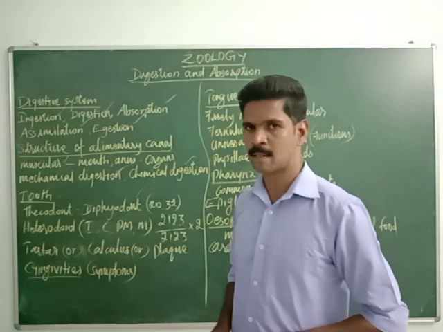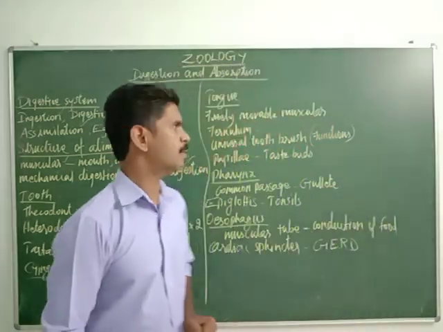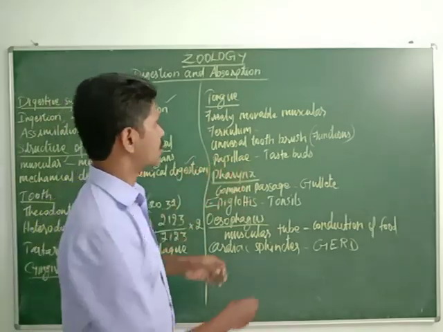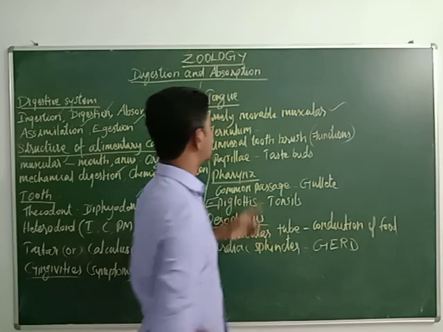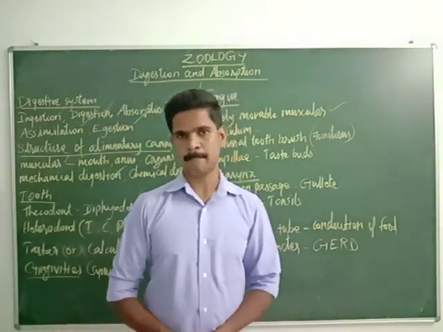Then the next part of our alimentary canal is the tongue. It is a freely movable muscular organ. So the first point about the tongue is that it is a freely movable muscular organ.